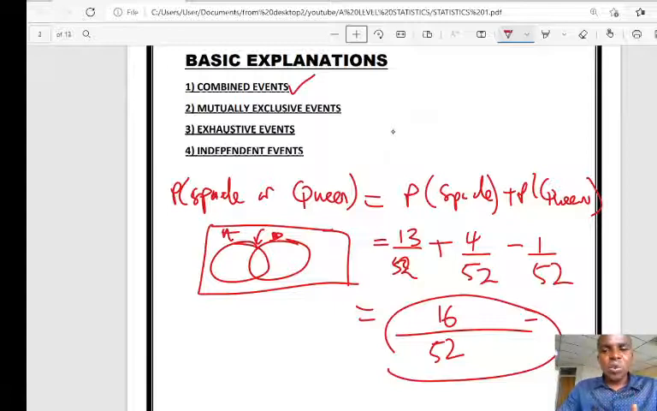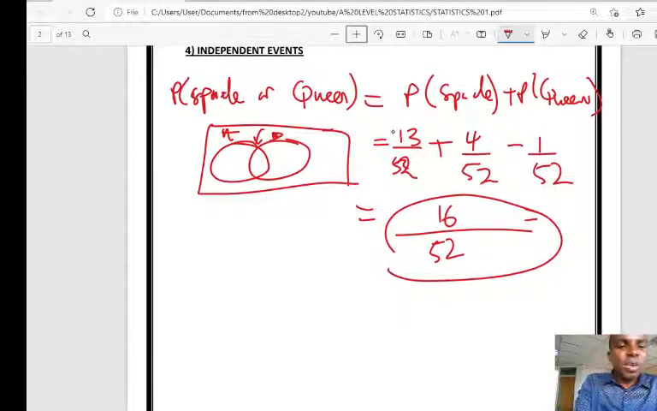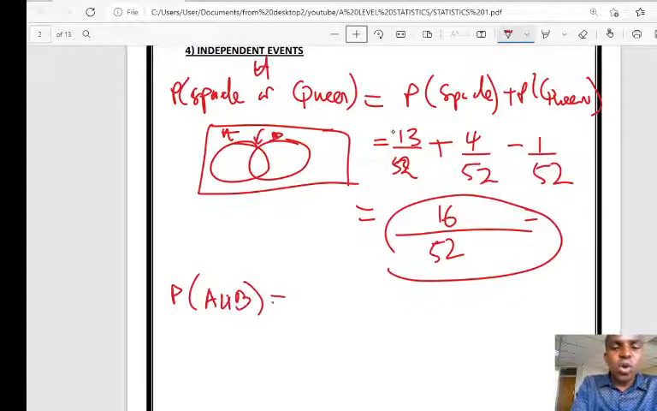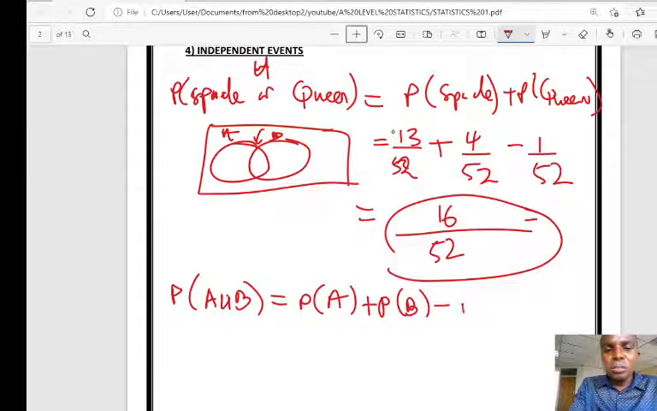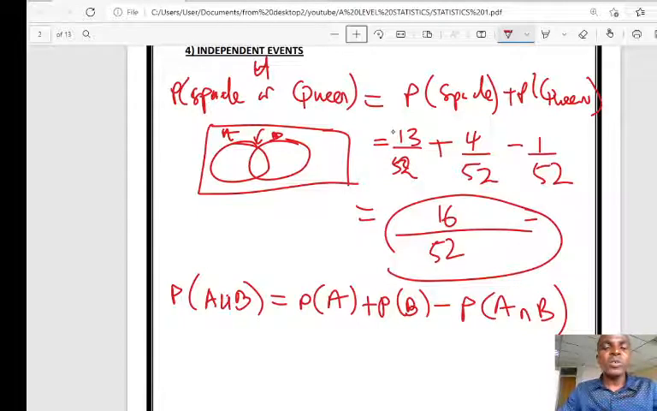So in this case, if we write probability of spade or queen, "or" means union. Take note. A union B is equal to probability of A plus probability of B minus probability of A intersection B. A intersection B are the things that are found in both A and B. Like in this case, the queen of spades is found in both spades and queens. So we have to subtract the intersection. That's all about combined events.